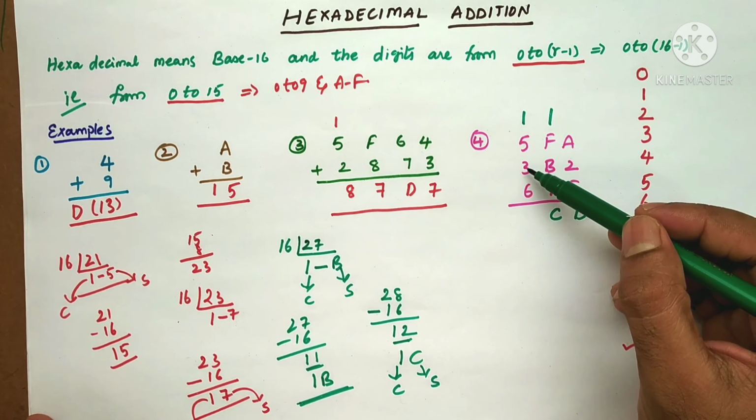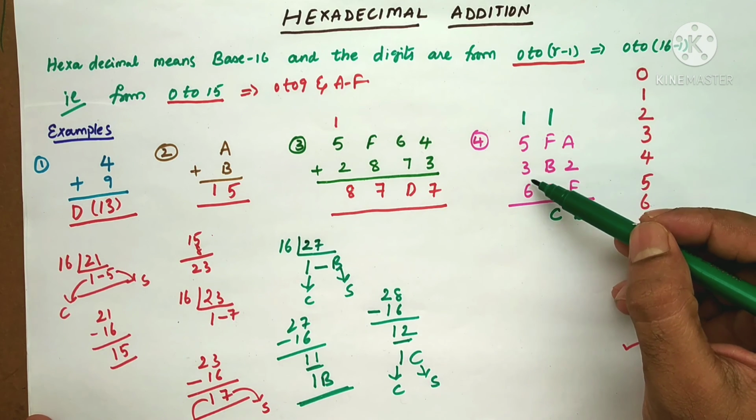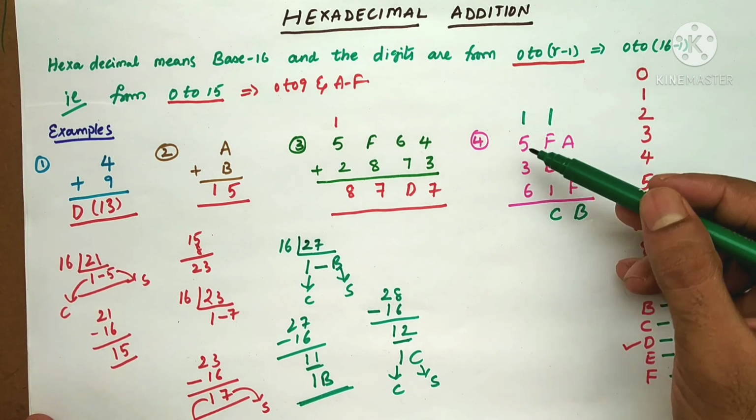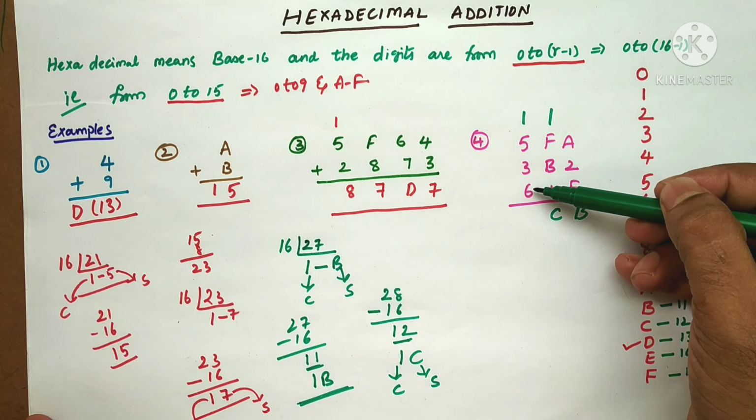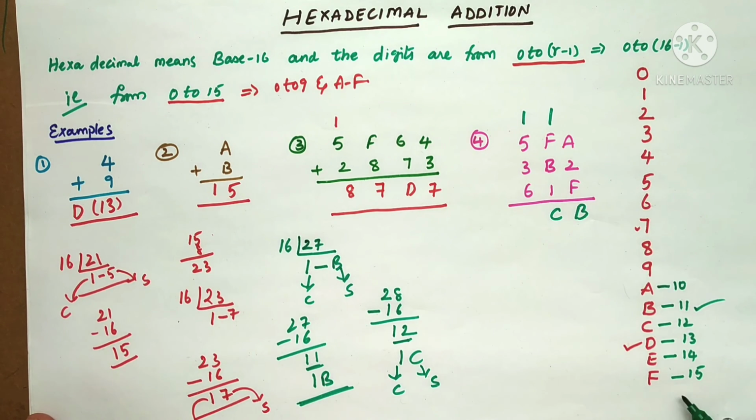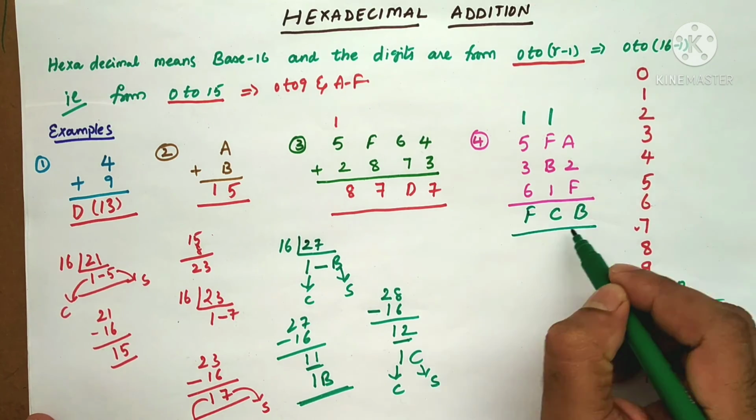So 5 plus 3, 8. 8 plus 1, 9. 9 plus 6, 15. 15 means F. So FCB is the final answer.